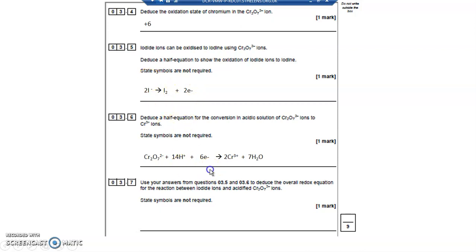And then I add everything up on the left. So once I've multiplied this top one by 3, I've got 6I minuses on the left here. Anything else on the left in my other equation, because I'm adding this on as well? Cr2O7 2 minus, 14H plus and 6 electrons. On the right hand side I've multiplied this by 3, remember, so I've got 3I2, 6 electrons, 2 Cr3 pluses and 7 waters. Now my electrons will cancel, and when my electrons cancel I end up with 6I minus, Cr2O7 2 minus, 14H plus makes 3I2, 2 Cr3 pluses and 7 waters.